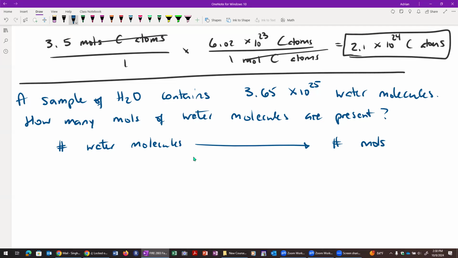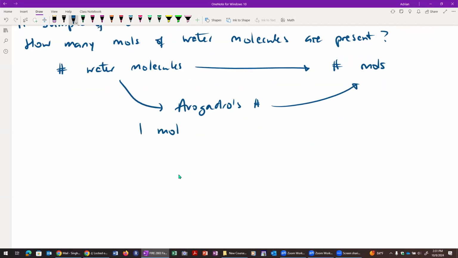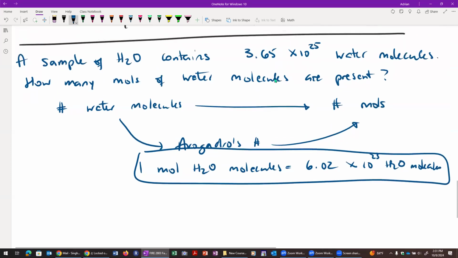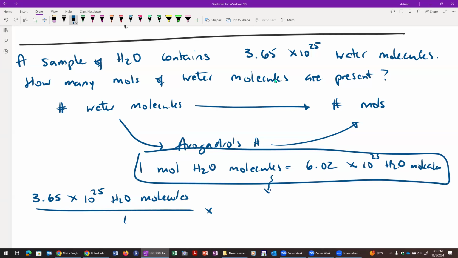Again, for the relationship between the number of something and moles of that thing, we're going to use Avogadro's relationship. It's the same relationship: 1 mole of anything, in this case water molecules, is equal to Avogadro's number, 6.02 times 10 to the 23 water molecules. It's very similar to the one before, except now we're looking at water molecules rather than carbon atoms. What was given to us at the beginning? We have 3.65 times 10 to the 25 water molecules. So we're starting with that, and now we're going to take our equality and stick it in as a conversion factor.